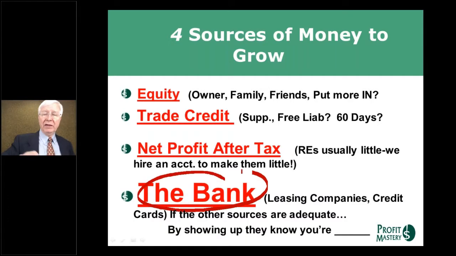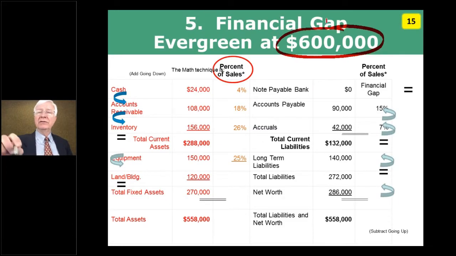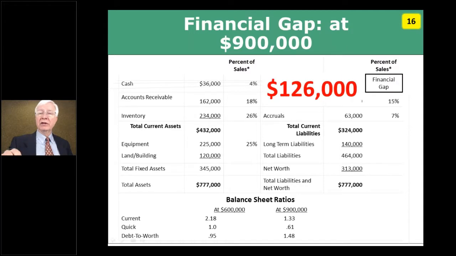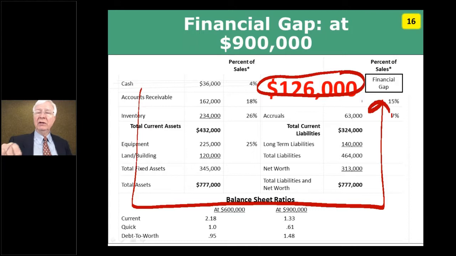And we get down to the bank, and we have to try to calculate how much money it takes to grow. And we take a little business on page 15 that was at $600,000, and they didn't need a dime on their line of credit. And then this next year, they want to grow to $900,000, and they discover this amazing thing. Using this process of financial gap, we can discover that this business, in order to grow to $900,000 in volume, has to come up with $126,000 in new resources to fund it. And we use all 4 sources of money to grow. We use them all. And then this is what we wind up with.